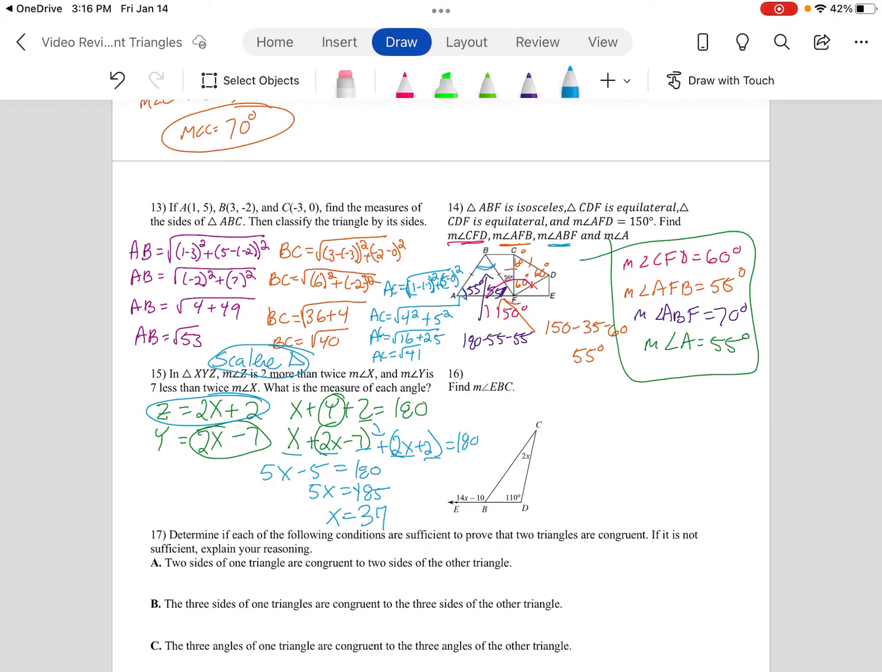And it says find the measure of each angle. The measure of angle X is equal to 37 degrees. Measure of angle Y is equal to 2 times 37 minus 7. So the measure of angle Y is 67 degrees. And the measure of angle Z is 2 times 37 plus 2, which is 76 degrees. Whew, tired.